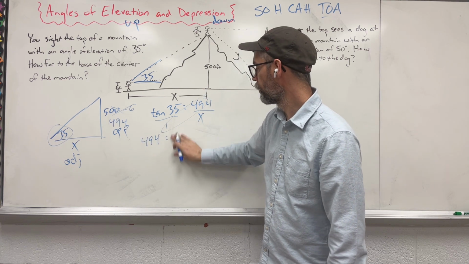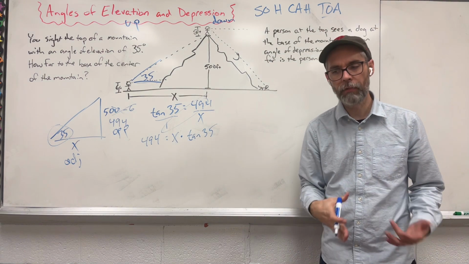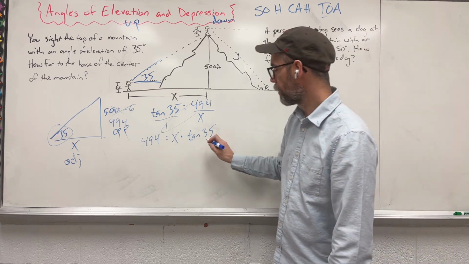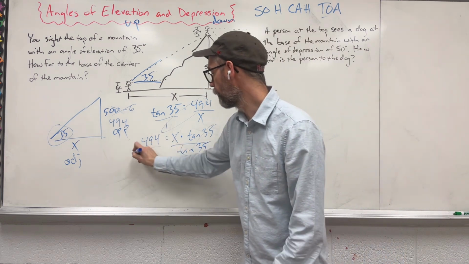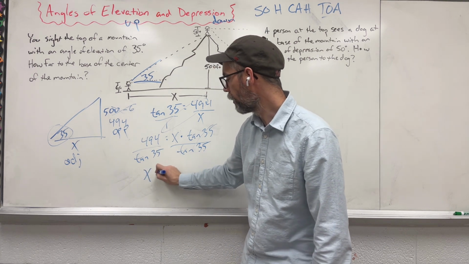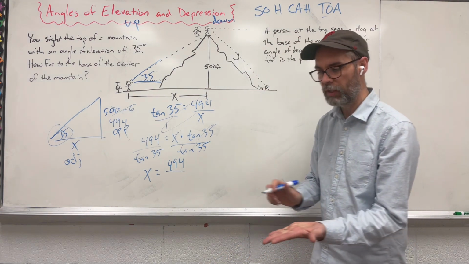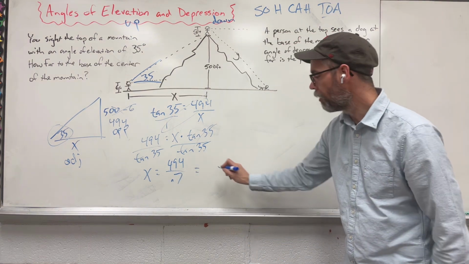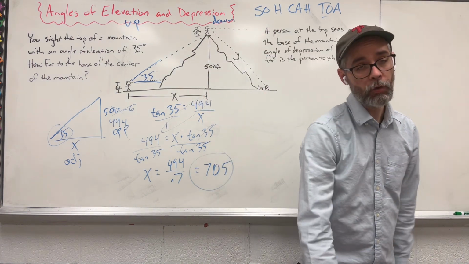We get 494 equals x times tangent of 35. And what is tangent 35? I don't even know yet, but it's something within the computer program. These are being multiplied, so let's get x alone, and we're going to divide by tan 35. All we're doing is punching this into the calculator. We're going to say x equals 494 divided by tangent of 35, which is 0.7. And then when we divide that out, we end up with about 705. That's how far away from the base of the mountain we are standing.